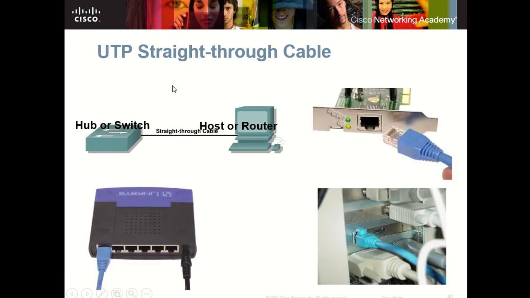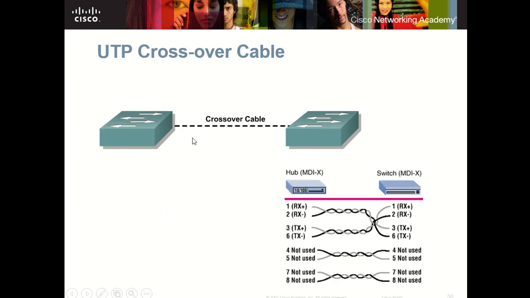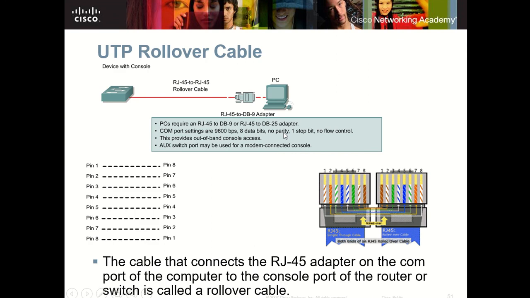Another usage of the straight through cable, we have the hub or the host or a router. So again, this is our NIC. And this is our RJ45 connector and this is our UTP connector. For crossover, we use it if you need to connect the same devices. Crossover for switch to switch.